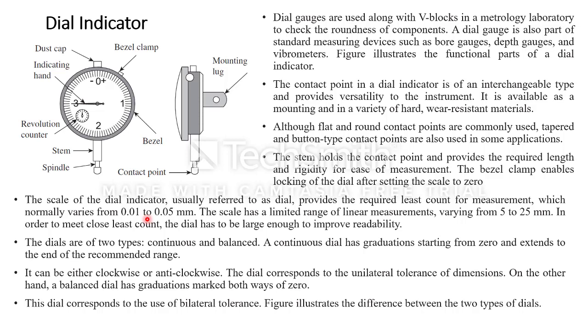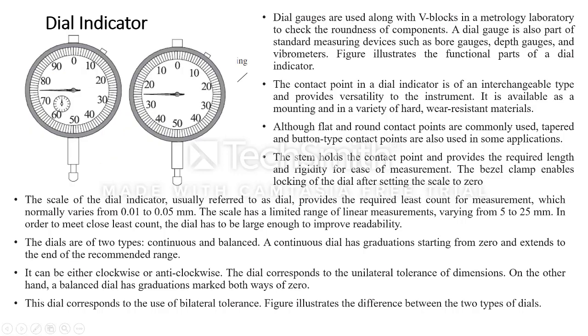There are two types of dial indicators, continuous and balanced. In continuous, the dial rotates in the clockwise direction, and the revolution counter rotates in the anti-clockwise direction. In balanced, if you see this figure, it has readings on either side, either plus or minus. Based on your application, it is used. We call it a bilateral tolerance.